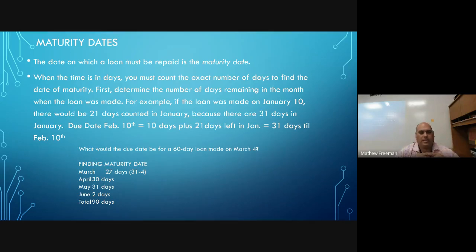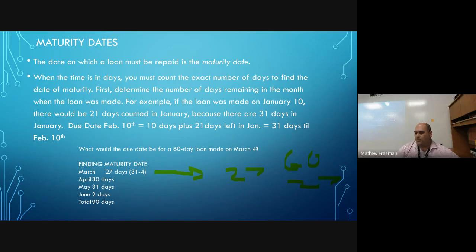For example, if we said 60 days, and you have to pay your loan on March 20th, we first have to take out, say, March 4th minus the 31. So this right here, 31, gives us 27 days. It's 27 days, and we're going to have to take 27 away from the 60.